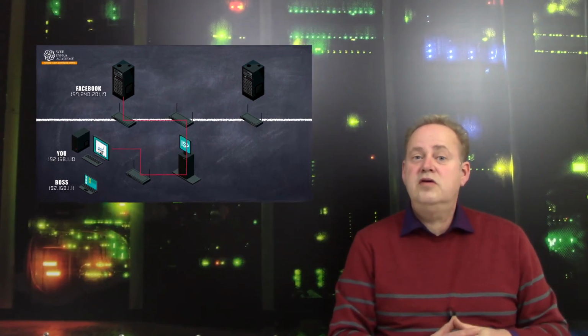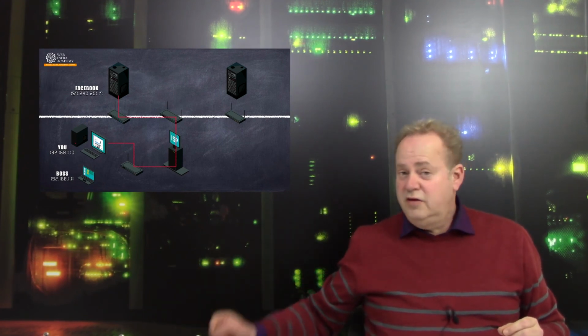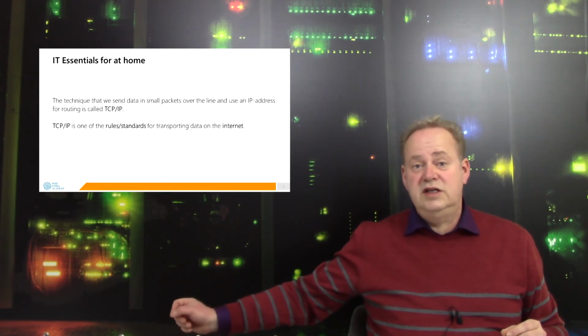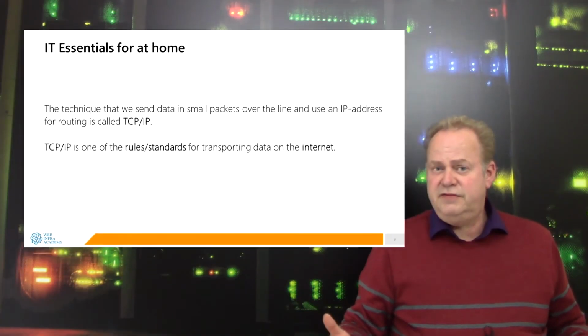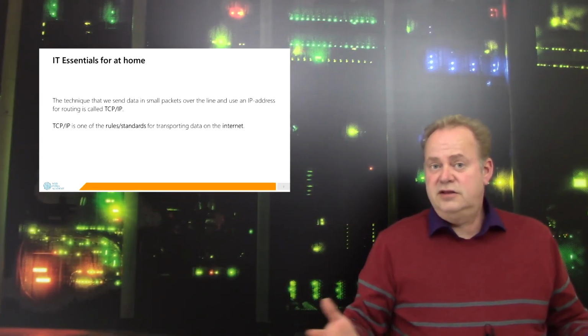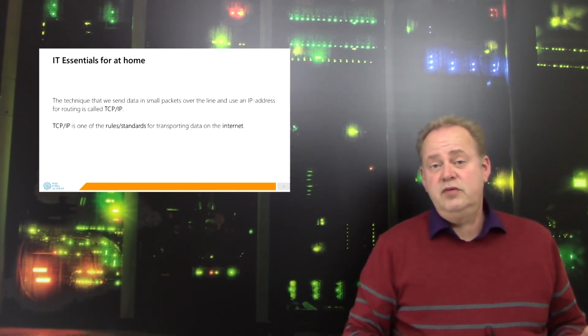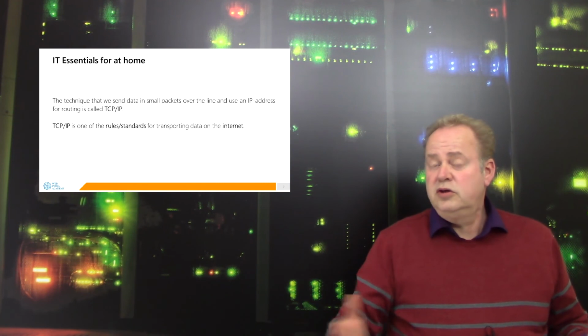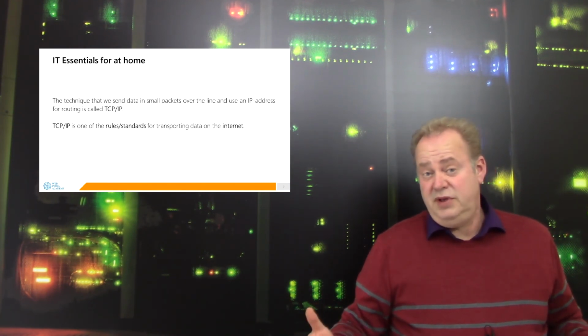So you get your answer from Facebook and your boss gets his answer for his web pages and his requests. And that we send the data in small packets over the line on the internet, that's one of the rules that we set for the internet. And also that we use an IP address to find the correct computer. That's also a rule. And we call this TCP/IP.